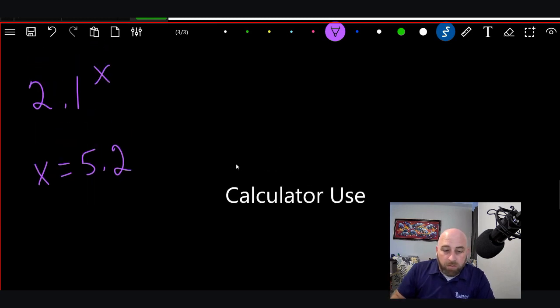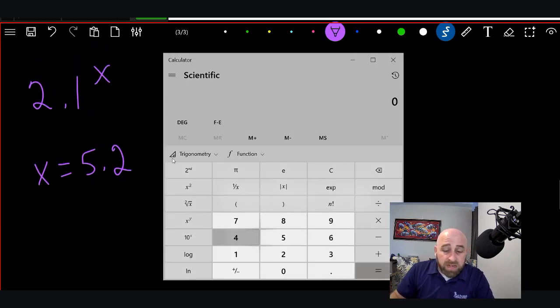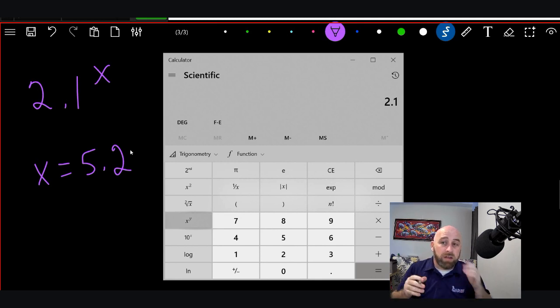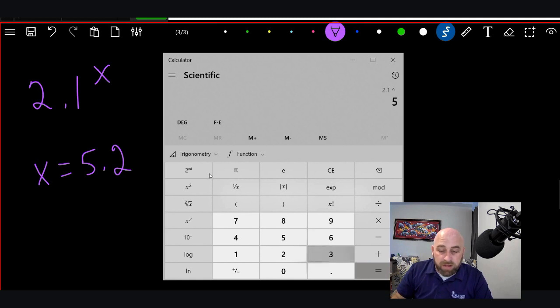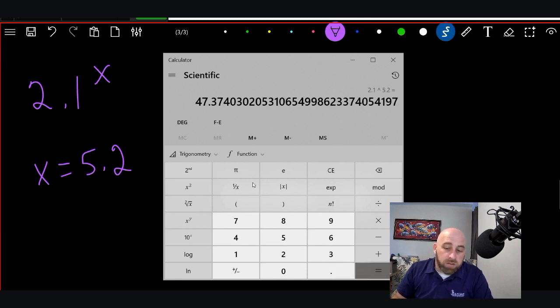Now when we go back over here to our calculator, I'm going to put in 2.1 and then hit my x to the y, or maybe your calculator has the x to the box or whatever it says. I'm going to hit that button, and on mine you'll see up here in this upper corner it puts a little up caret. It shows you that it's going up. That means exponent to the 5.2, and then we need to put in 5.2. And then we're just going to hit equals, and it's going to equal 47.3740302053. Wow, look at all those numbers.